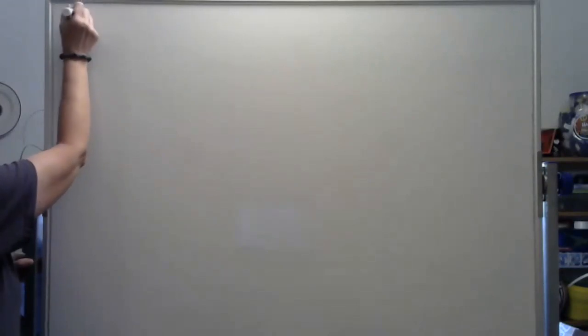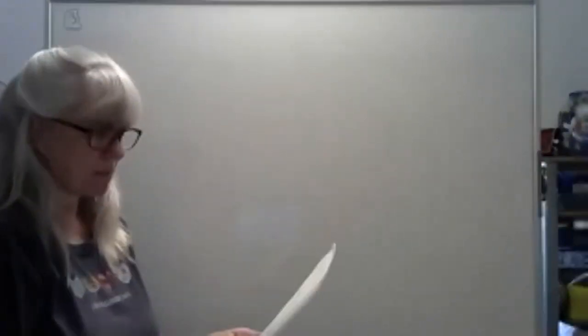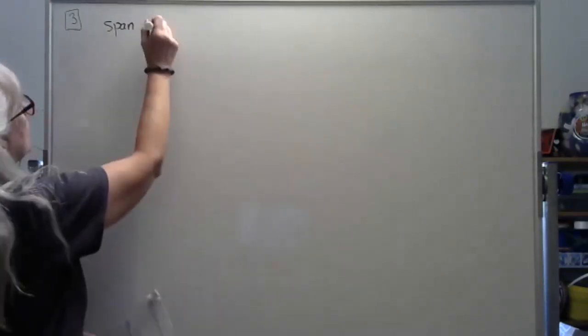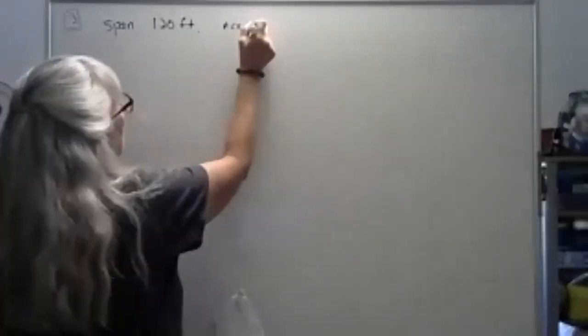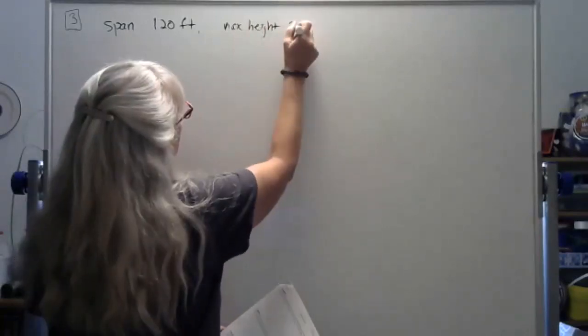Okay, so this is example 3. So example 3 reads, a parabolic arch, like an arch of rock, has a span of 120 feet and a maximum height of 25 feet. So the span, which would be this distance, is 120 feet. And the maximum height is 25 feet.